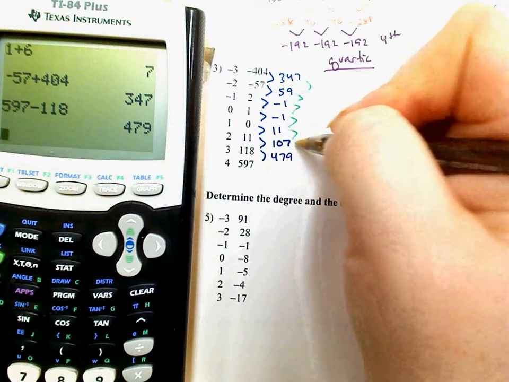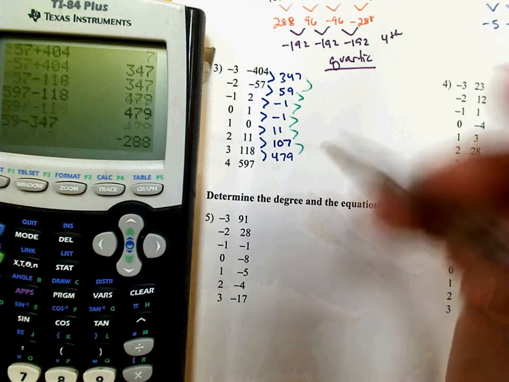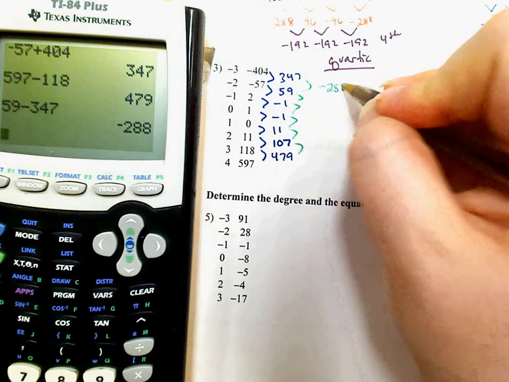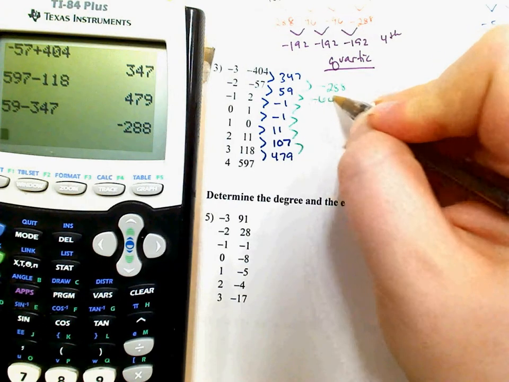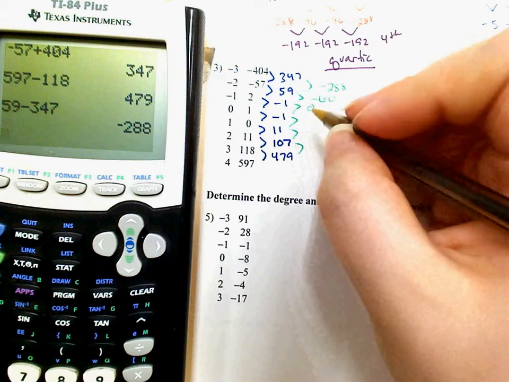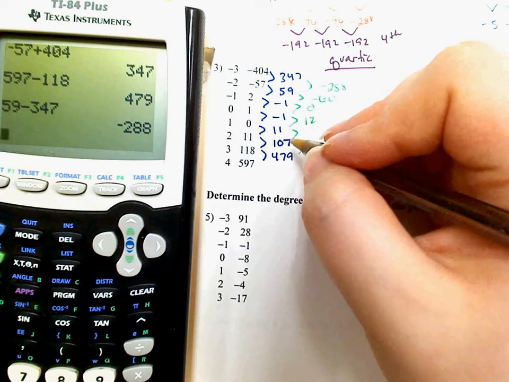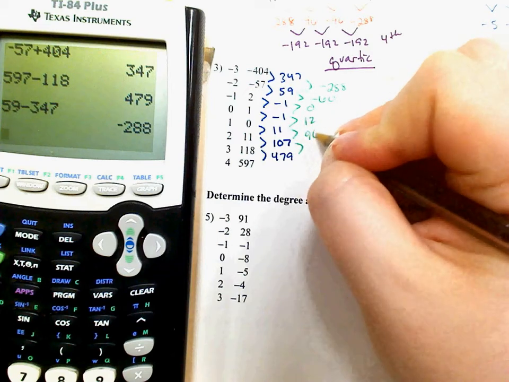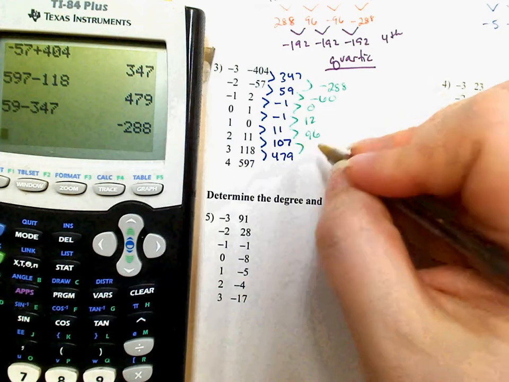So I've got 59 minus 347 is negative 288. Negative 1 minus 59 is negative 60. Negative 1 plus 1 is 0. 11 minus a negative 1, 11 plus 1, is 12. 107 minus 11, so it's 7 and 4 more, so 96. And 479 minus 107 is 372.